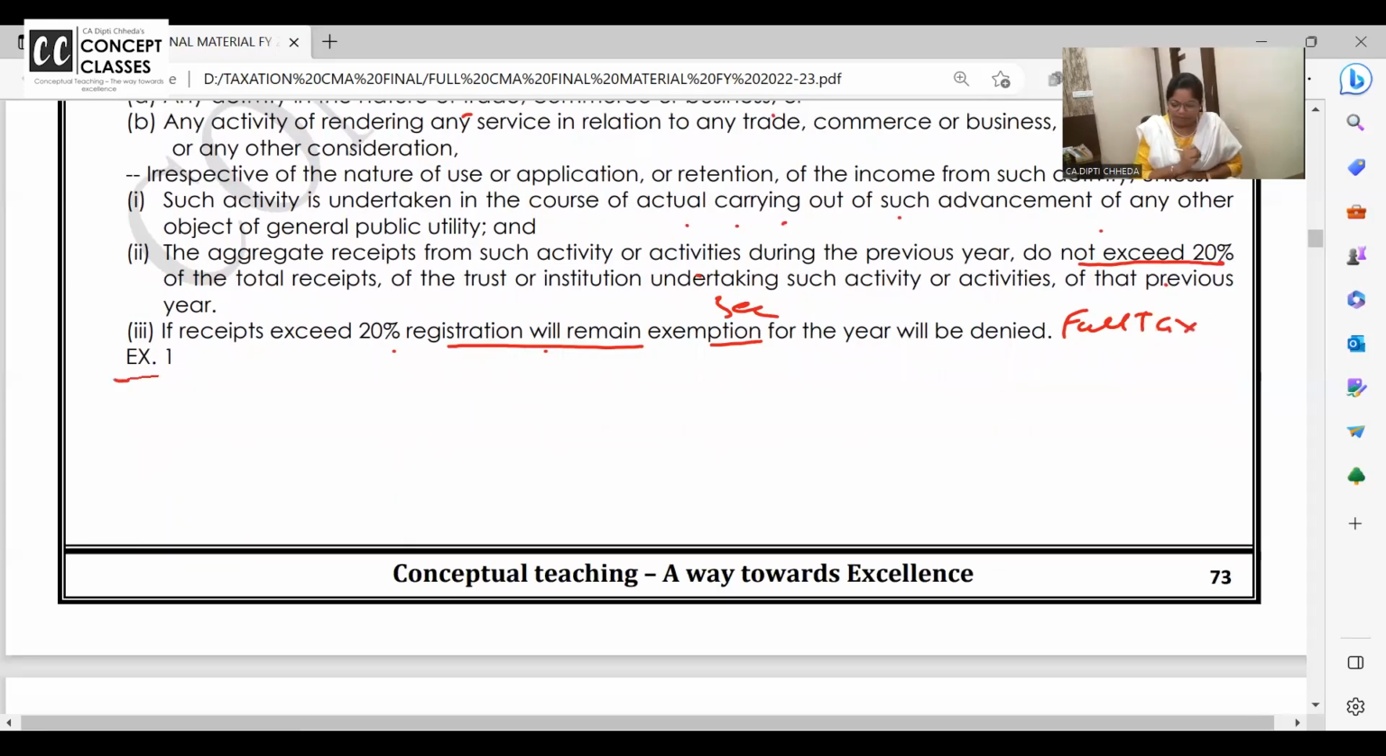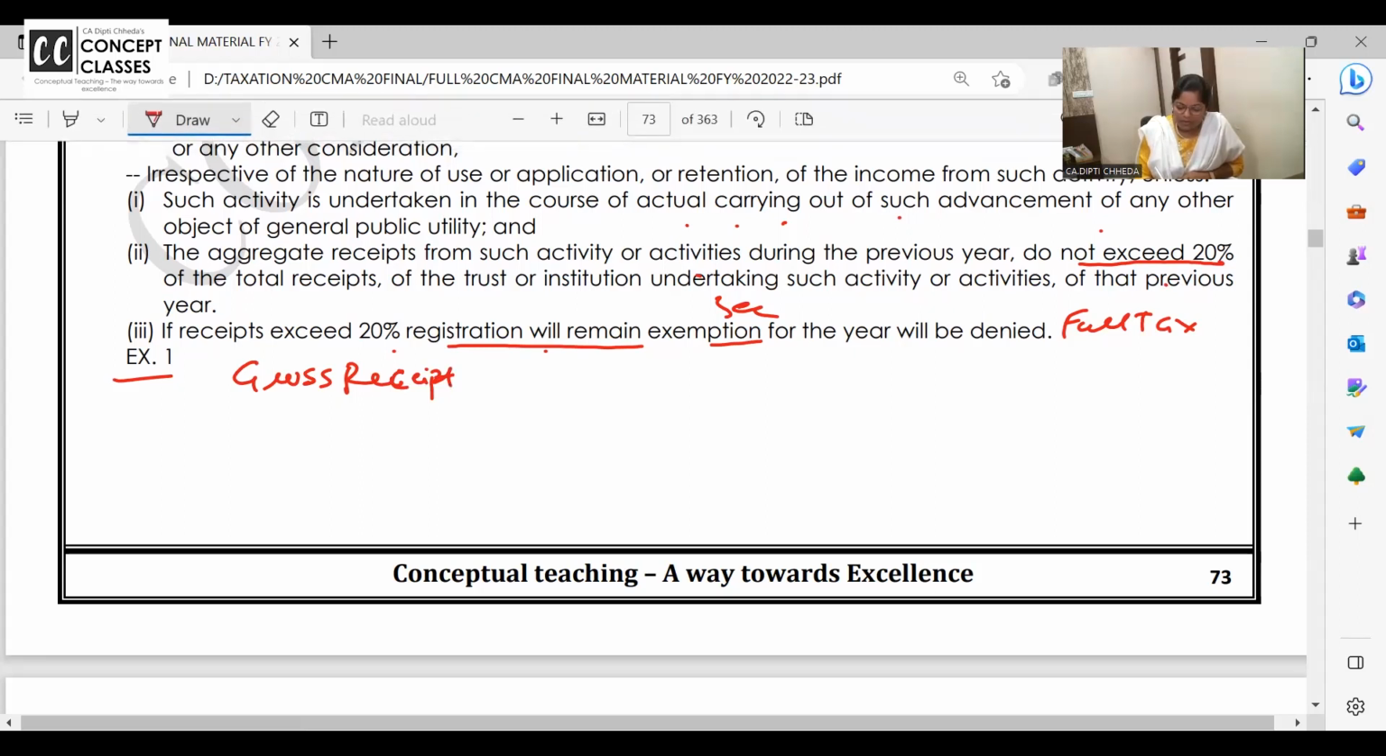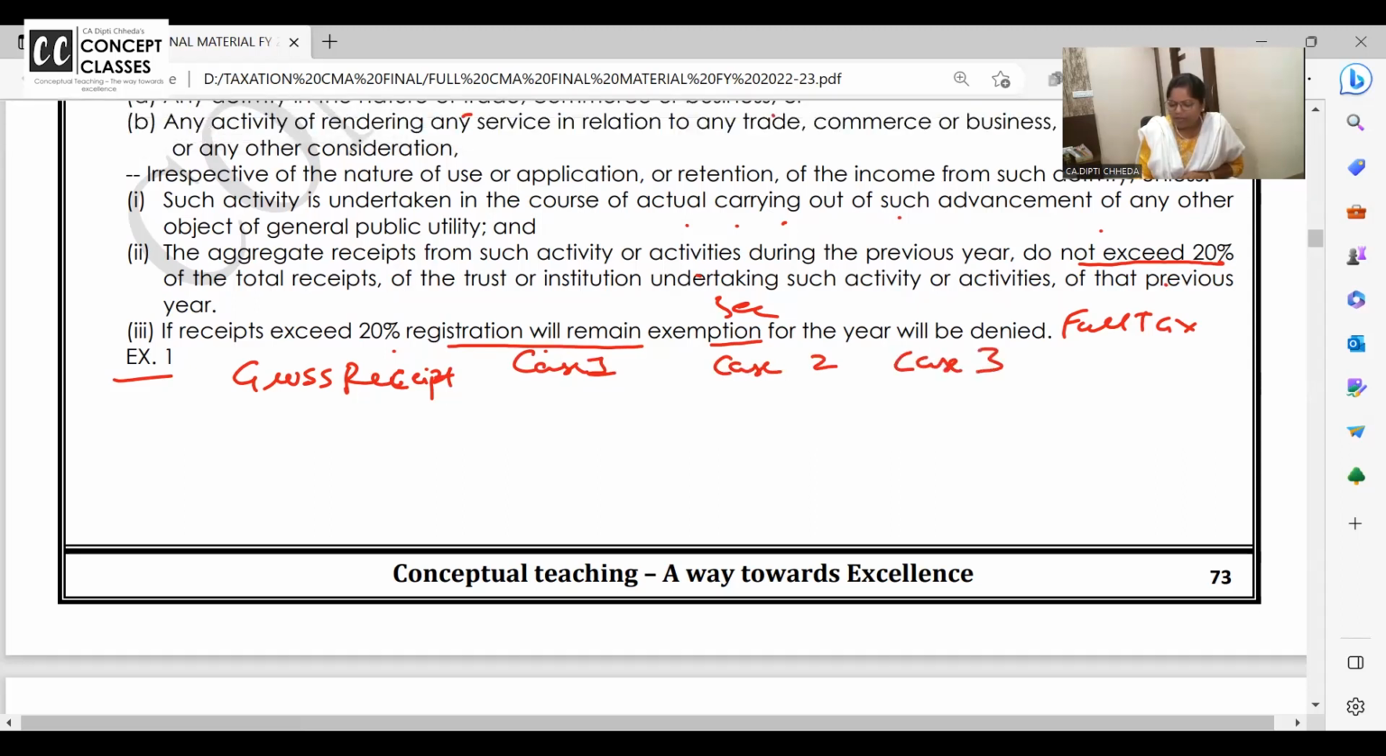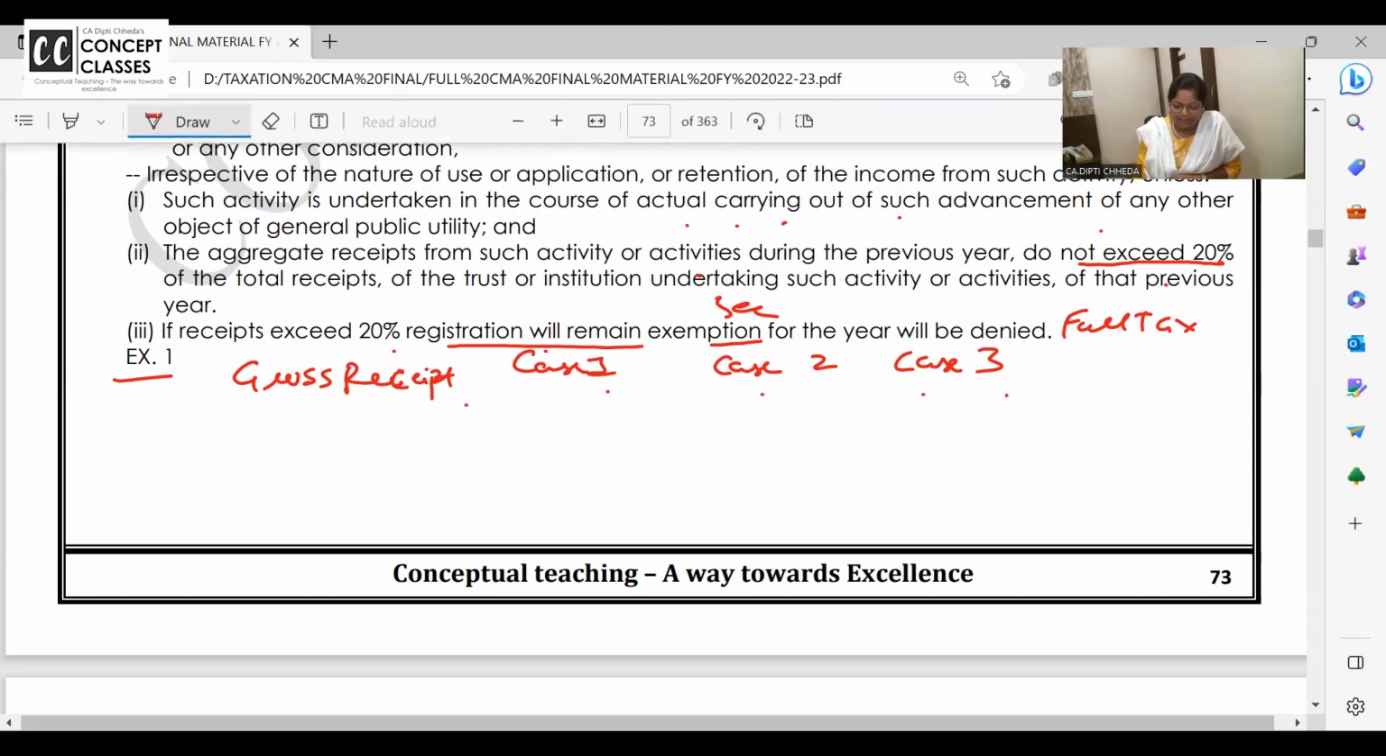I'll give one example. And then I want all of you to write that example. Gross receipts, and let us say case 1, case 2, case 3. If you're not having the material, you can write in your notebook. If this is fitted in your mind, when you are understanding the concept right now, take 10 minutes. But if this comes in the form of MCQ in exam, 3 hours, you need to complete the paper. So, like 1 minute, it should click and you should move ahead. Gross receipt, case 1, case 2, case 3.